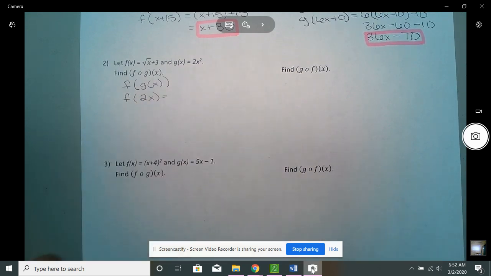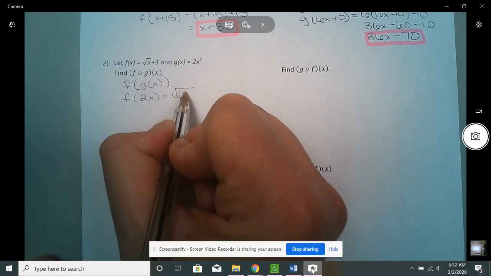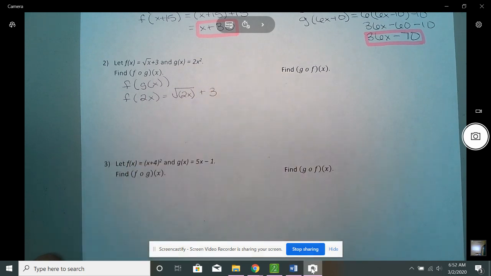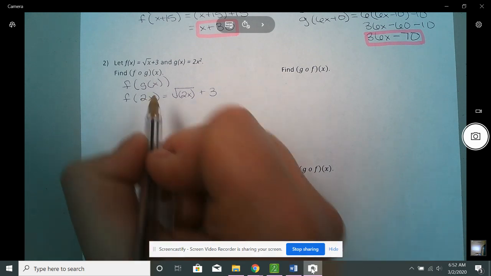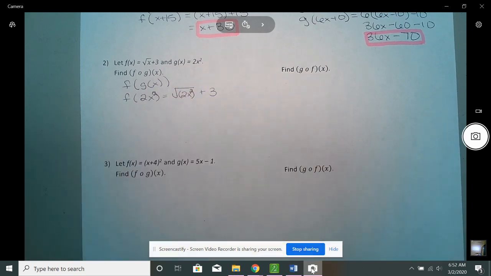So where the x is in f of x, we're going to replace it with the g of x function. So instead of just x under the radical, we'll have 2x under the radical. 2x squared under the radical.